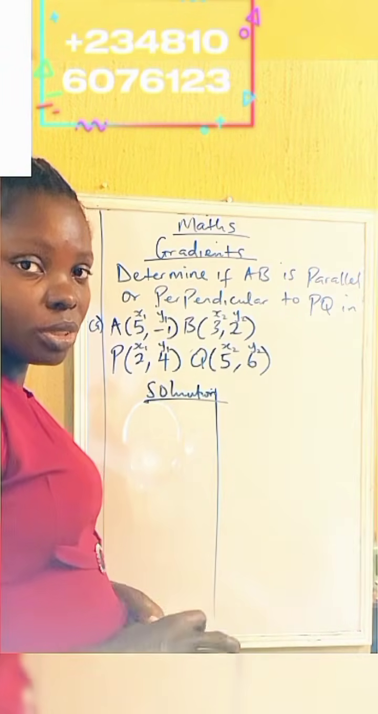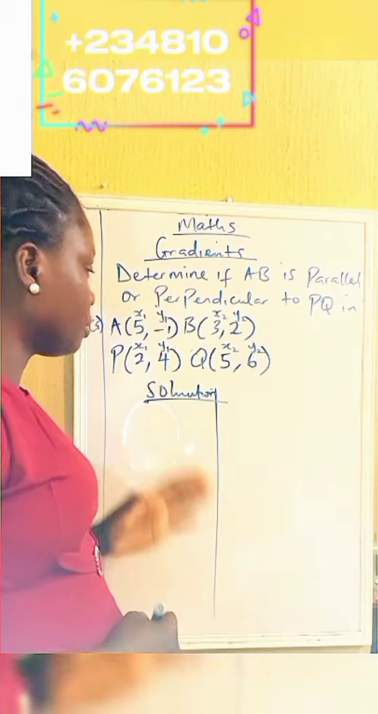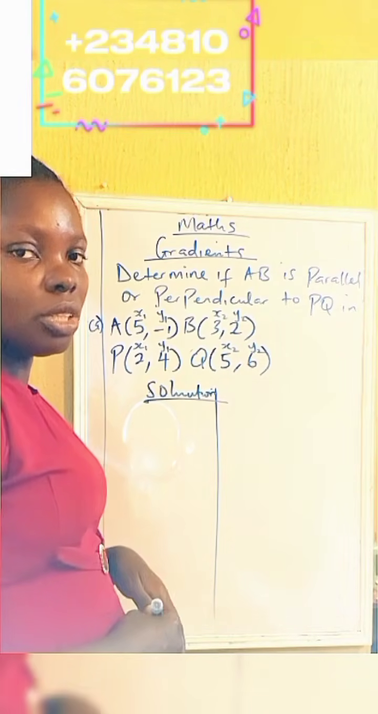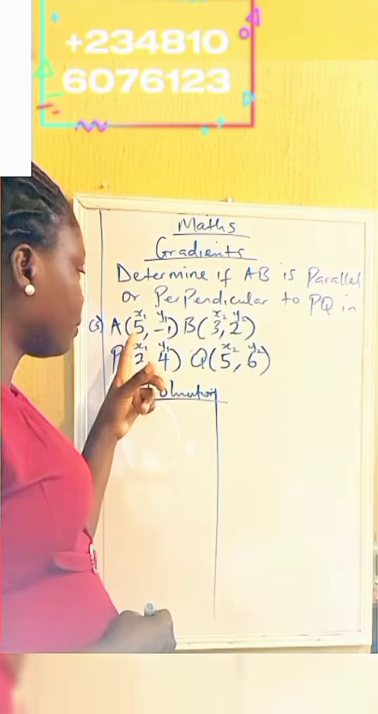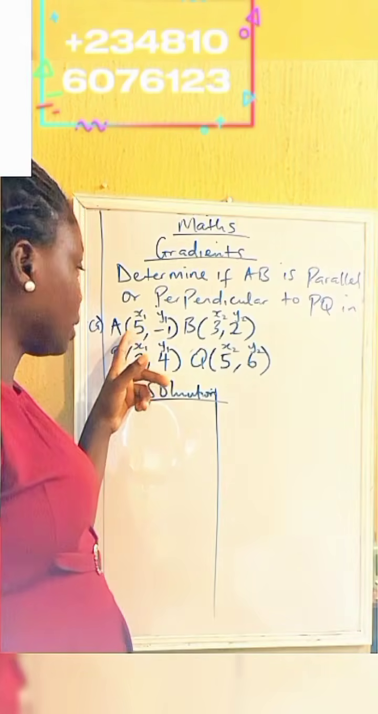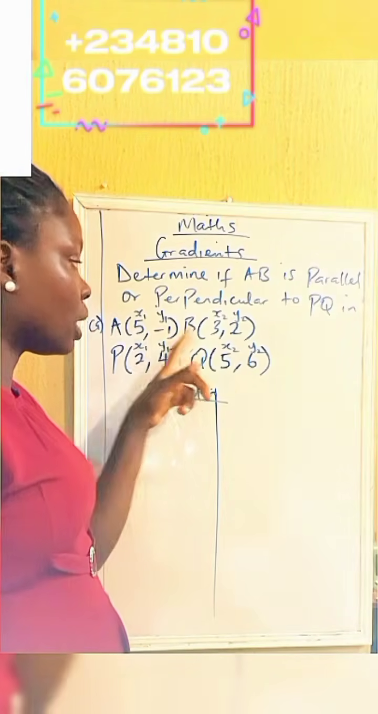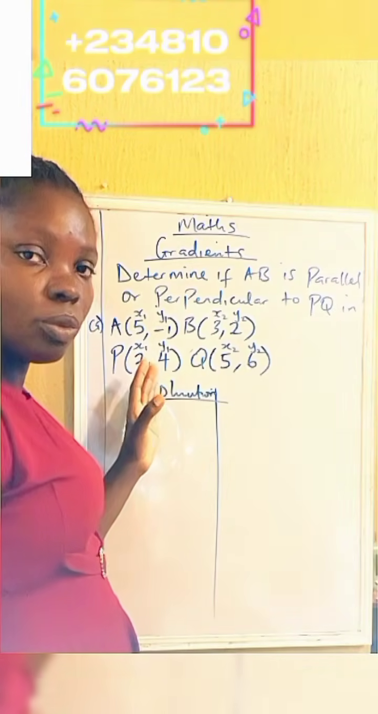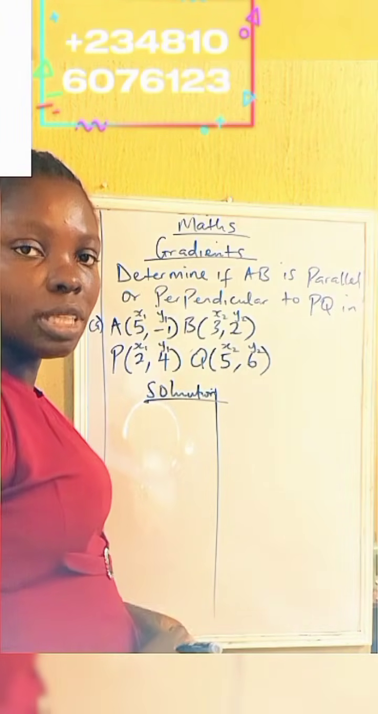I have another question on the board here. I want to determine if line AB is also parallel to line PQ. So I have labeled my points. The first line has x1, y1, x2, y2. For PQ, likewise, x1, y1, x2, y2. So I'm going to determine my gradients.